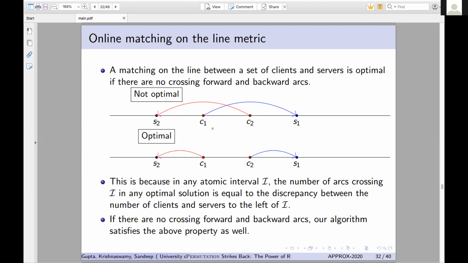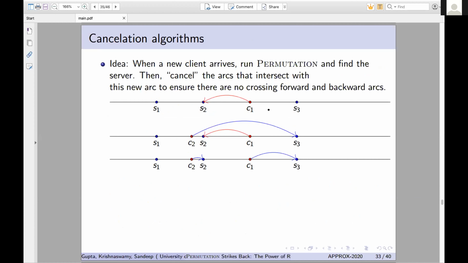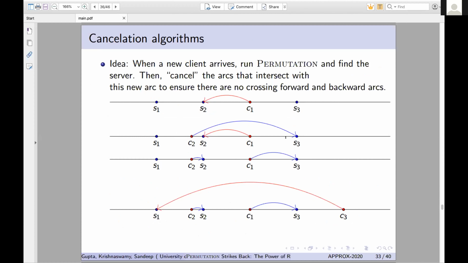This is simply because you can always replace these two with this new matching and the cost has gotten lower. So then our goal is to maintain a matching with no crossing. You could always do this by just, whenever a new arc comes, uncrossing everything. So you'll always maintain an optimal matching like here. But the problem is you could rematch a client many times.